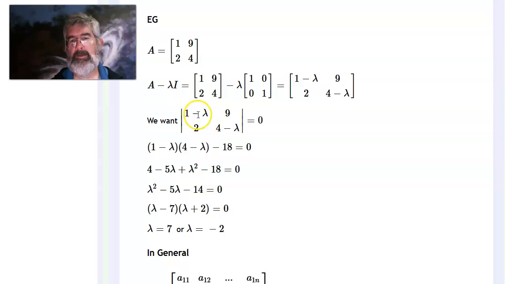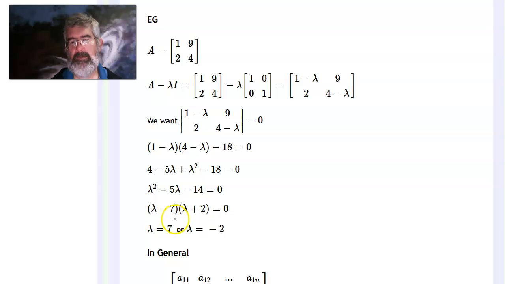So take this determinant. It's 2 by 2, just the product of the diagonal here: 1 minus lambda times 4 minus lambda, and then minus the off diagonal, so 9 times 2 is 18, but I'm subtracting. Multiply this out to get 4 minus 5 lambda plus lambda squared, and then minus 18, which looks like lambda squared minus 5 lambda minus 14 equals 0.